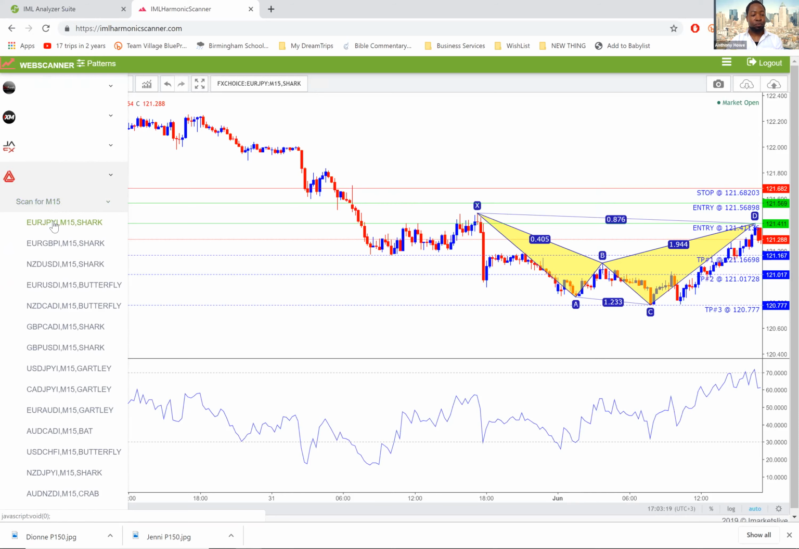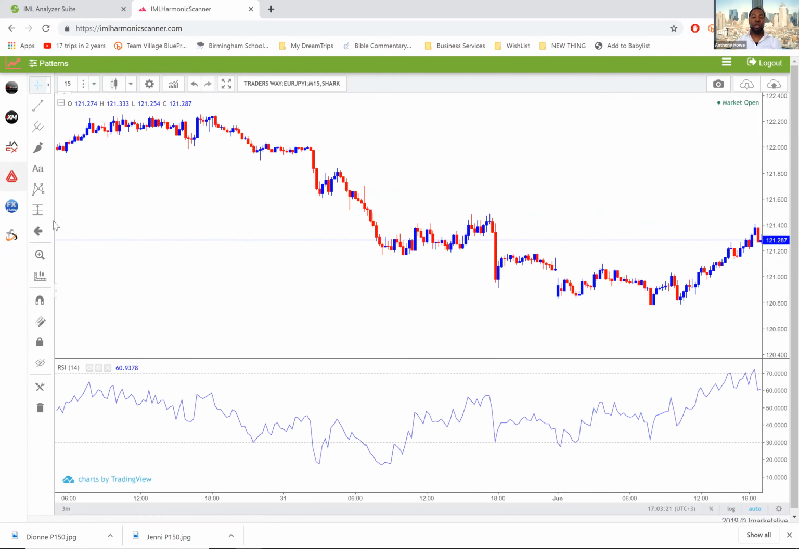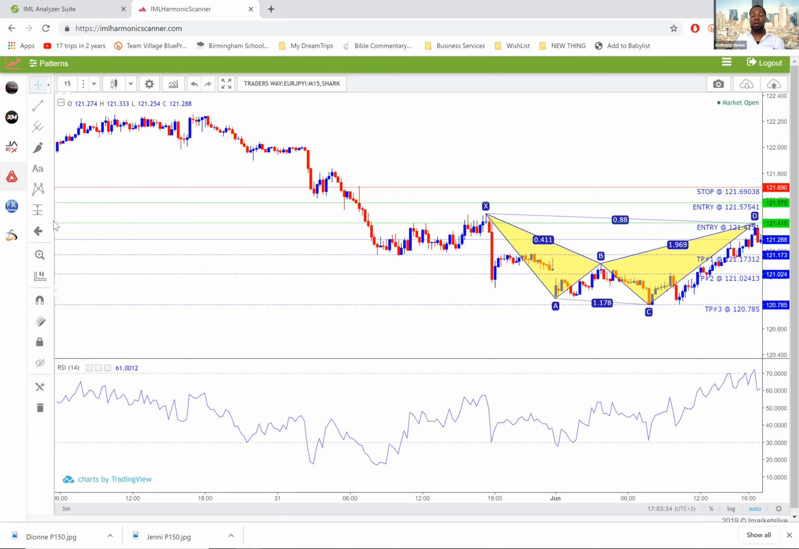Okay, so here is the EUR JPY. So I've just clicked on it, and this is the setup on the screen. You can see the chart on the screen here. So that's step number 4.